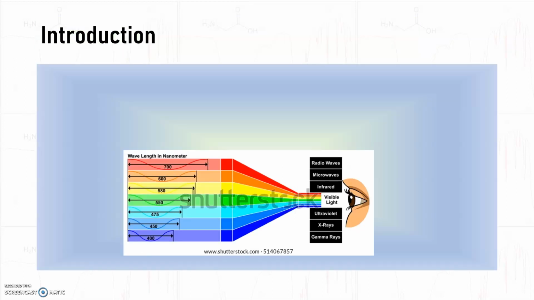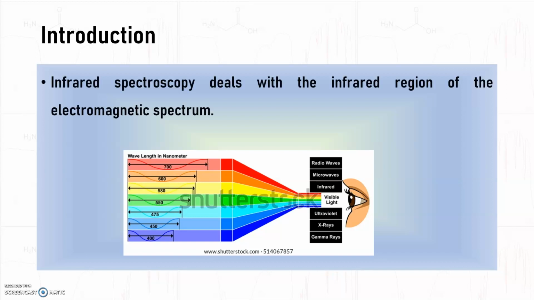Now the introduction. The electromagnetic spectrum is the complete spectrum of all forms of light. This infrared region means light having a longer wavelength and lower frequency than visible light. The electromagnetic spectrum consists of radio waves, microwaves, infrared waves, visible light waves, ultraviolet waves, X-ray waves, gamma waves.